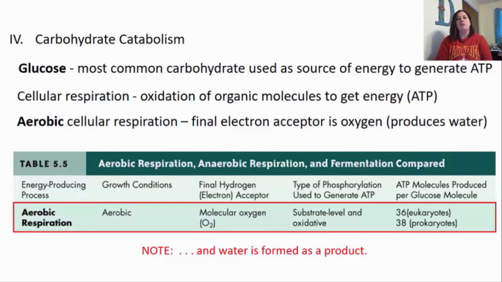It's the oxidation of organic molecules to get energy in the form of ATP. Aerobic cellular respiration is where the final electron acceptor is oxygen. This oxygen is going to then help produce water, and water is going to be one of the products that comes out of the reaction. All right, so water is going to be one of the products. And if you'll notice from the chart previous, we saw that it can create 36 ATP for eukaryotes and 38 ATP for prokaryotes.